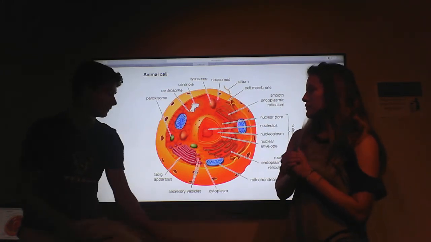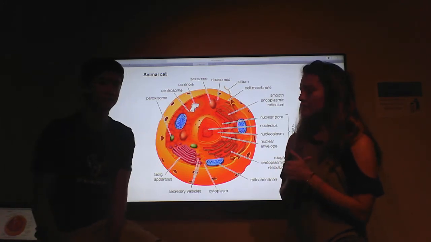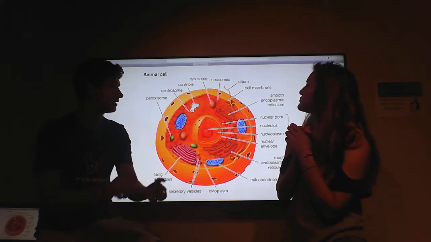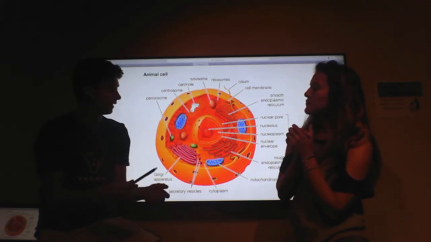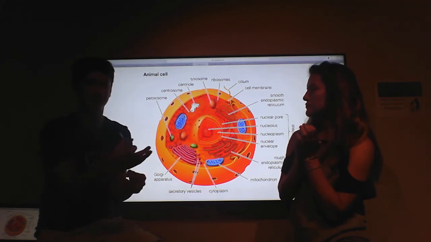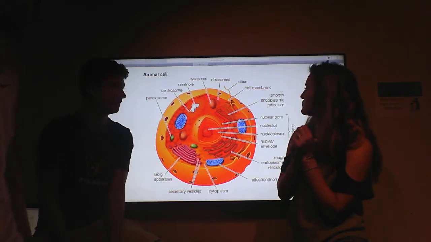Oh yeah, the last part of this cell is the cell membrane, also known as the plasma membrane. Basically it's the exterior of the cell, and it's in charge of what comes in and what goes out, so it's semi-permeable. It allows things that it actually needs in, and it allows things that it does not need to exit.